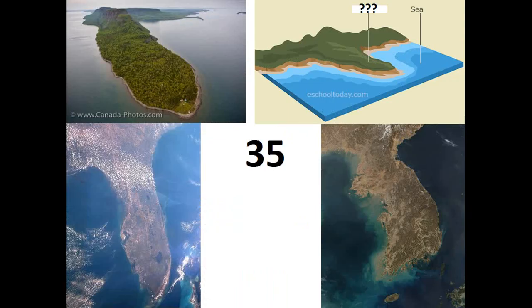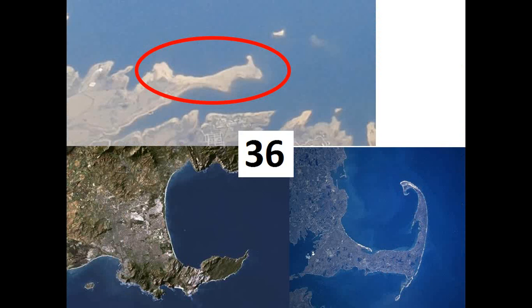35 is a peninsula. A peninsula is any point of land that kind of sticks out into the water and generally has water on three sides. Florida, the Korean Peninsula, all very good examples. Now, a special type of peninsula, one that comes to a point on the end, is called a cape.